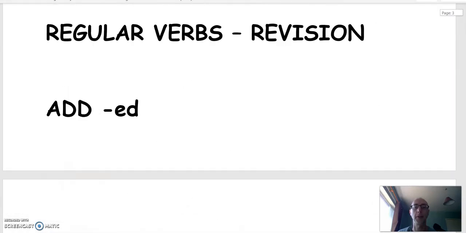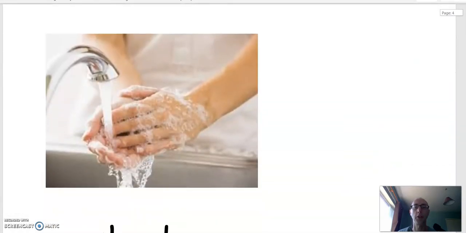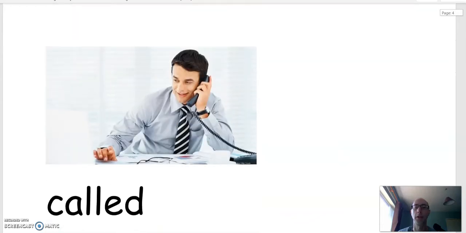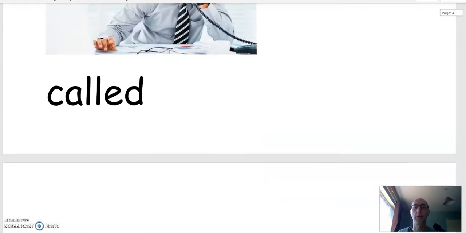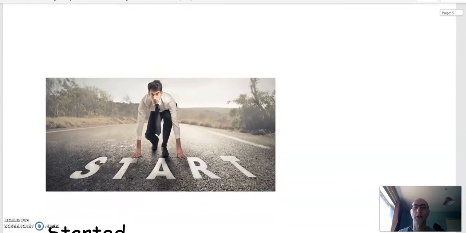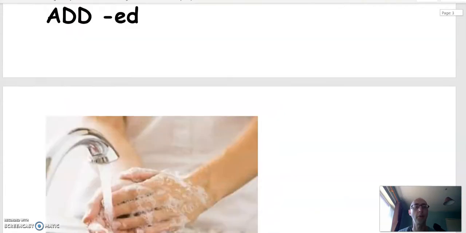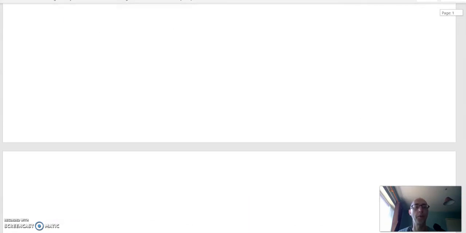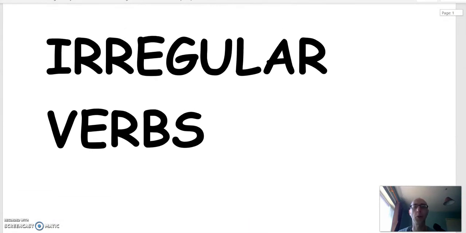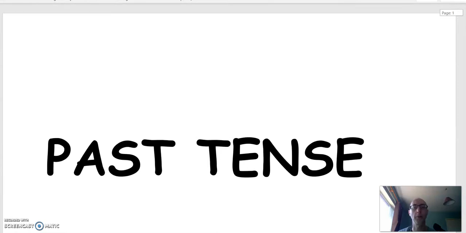For example, let's look at the example of a verb. To wash is a verb. To call is a verb. To start is a verb. They're all verbs. So we're going to look at verbs today. Last week we looked at regular verbs.